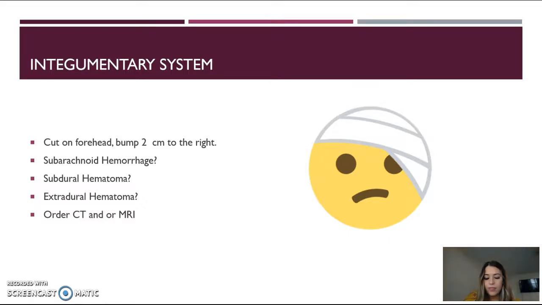Depending on the severity of the bump and the pain the patient is in, I would order a CT, computed tomography, scan, or MRI, magnetic resonance imaging, to determine if bleeding is present. The discoloration of skin on the elbow, abdomen, and knee can indicate a contusion or can also mean internal bleeding.